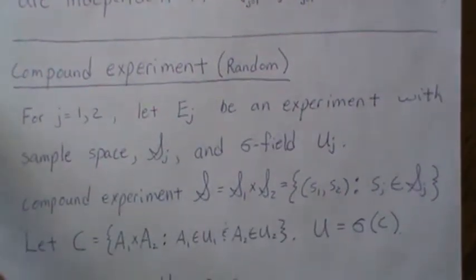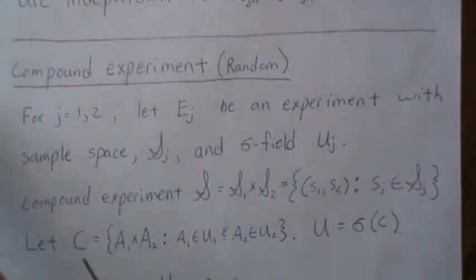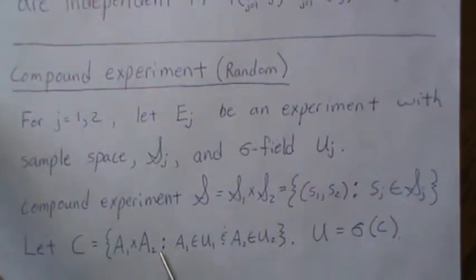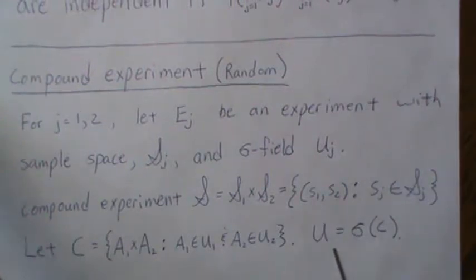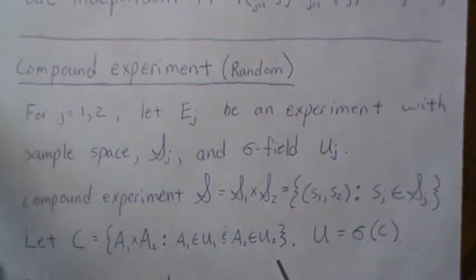Well, what we do is we create a class of subsets of this compound sample space, such that the first outcome is only from experiment 1, and the second one are events from experiment 2. Then we generate a sigma field associated with this class of sets. What this means is that, as in a previous video, we create all possible sigma fields that contain this class, we take the intersection of those, and that's the minimal sigma field associated with this class of events.